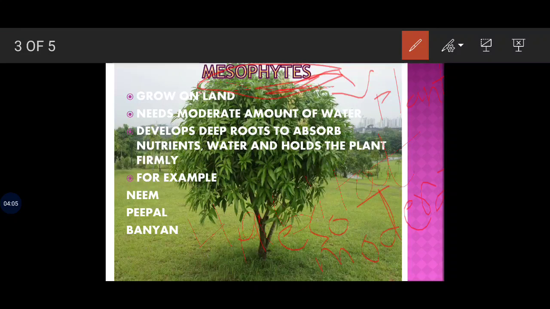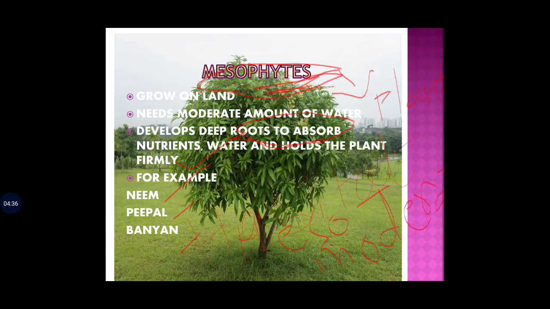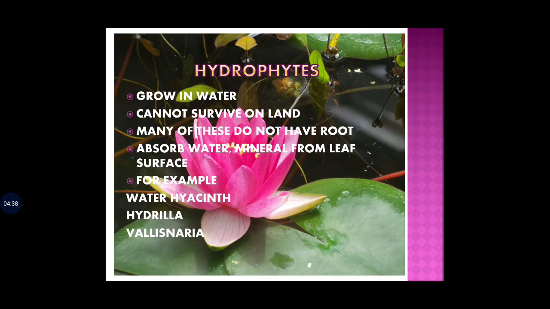They grow on land. Most of the plants that you see around yourself are mesophytes, and they need neither too little nor too high an amount of water. They develop deep roots. Why do they develop deep roots? To absorb nutrients and water and to hold the plant or tree firmly in the soil. There are a few examples like neem, peepal and banyan.